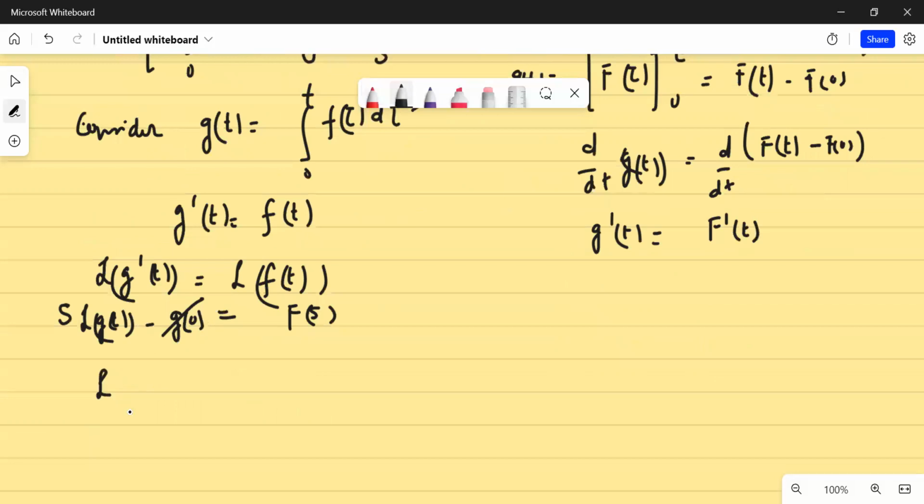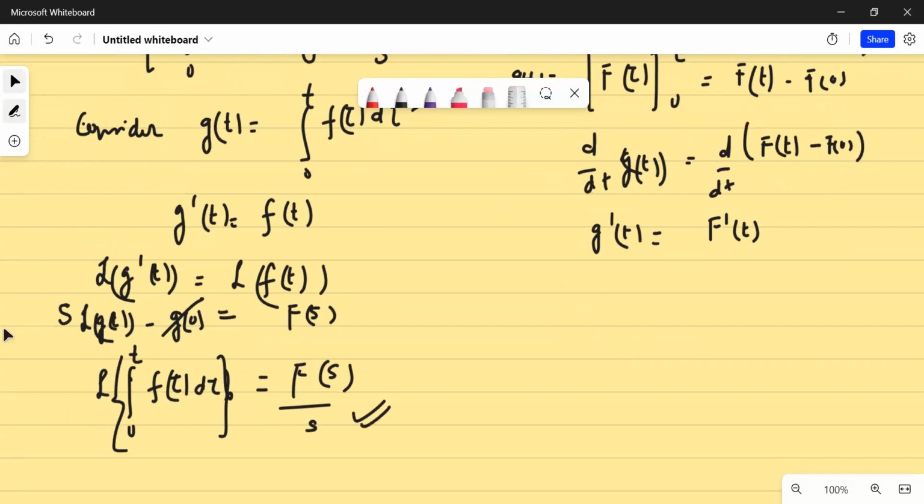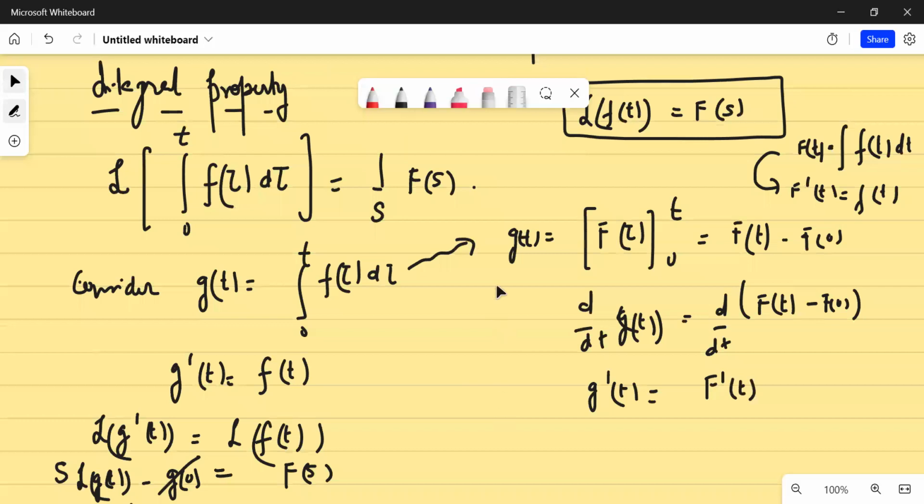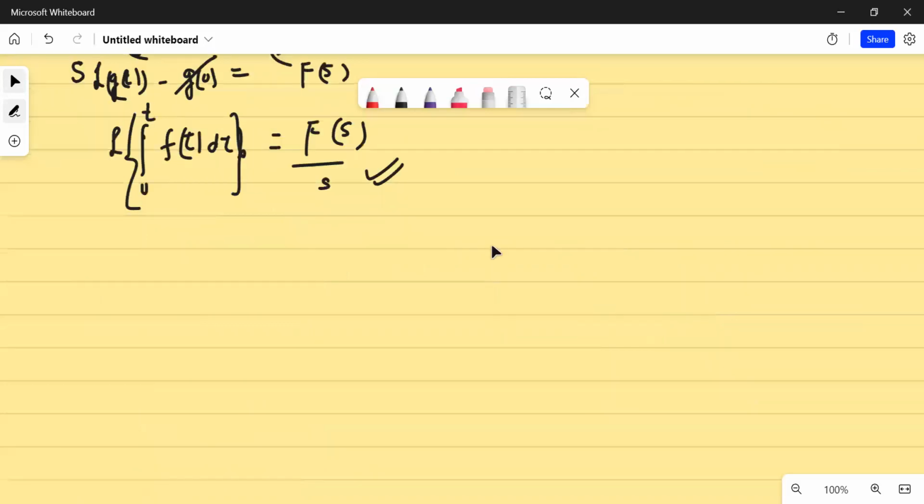So it is equal to the Laplace transform of g(t), which is equal to 0 to t f tau d tau, and this is equal to what? This is equal to capital F(s) divided by s. This is what it is. So I hope it is clear. The property is clear. This is called the integral property of the Laplace transform.